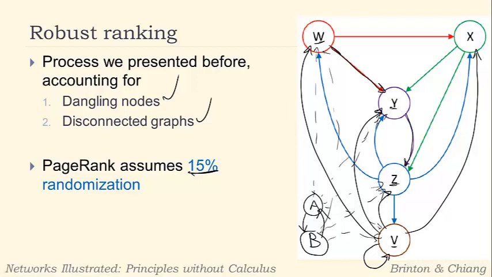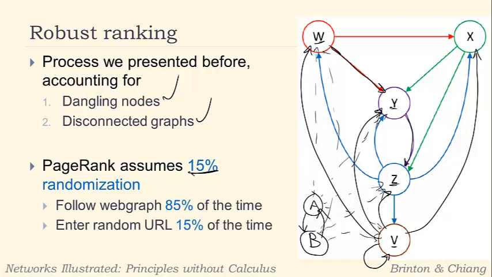computationally in terms of how quickly the algorithm will converge, much like what we looked at. This is a good review of the stuff with distributed power control back in the first chapters. There's a trade-off of how quickly the algorithm will converge with how much randomization we're putting in the solution. And so again, what this means is that we're following the web graph 85% of the time, and we're entering a random URL 15% of the time in our random surfing analogy.